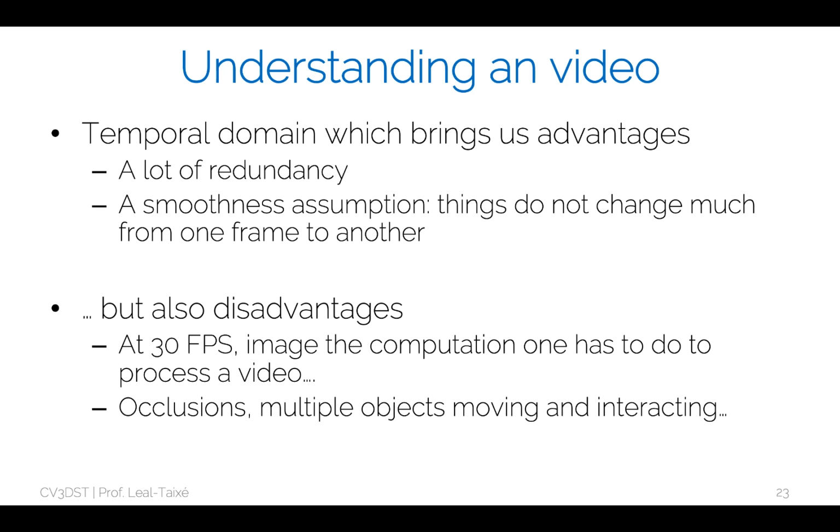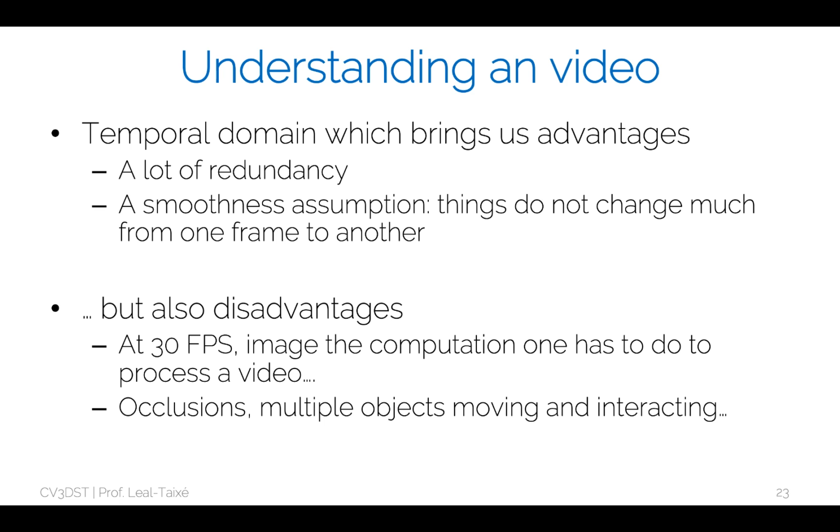So then we will take it one step further. We will go from image to video. And of course, adding the temporal domain brings us several advantages, right? So there's a lot of redundancy. Not much is changing from one frame to the other. And we can also use the smoothness assumption. So we can actually use the assumption that things do not change or move much from one frame to the other. So a pedestrian is not going to jump around and suddenly be on the other side of the image. So this is an assumption that we use quite a lot in multiple object tracking.